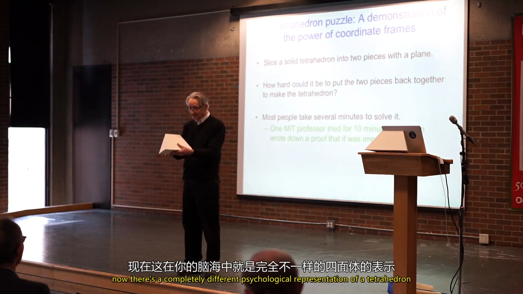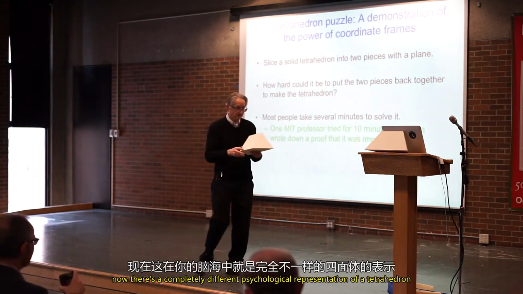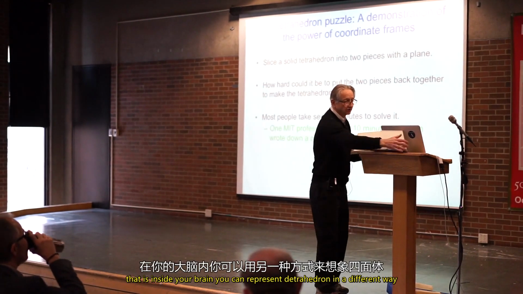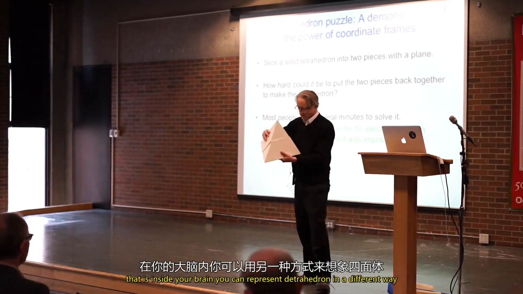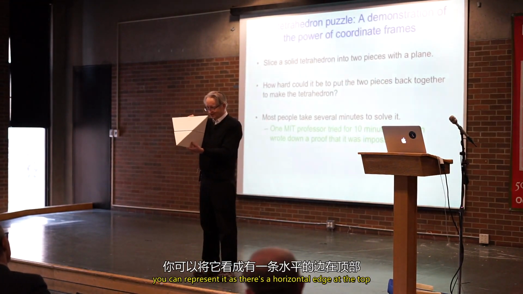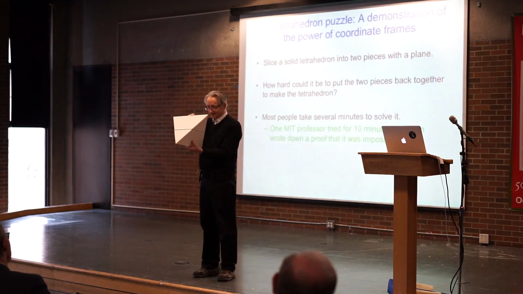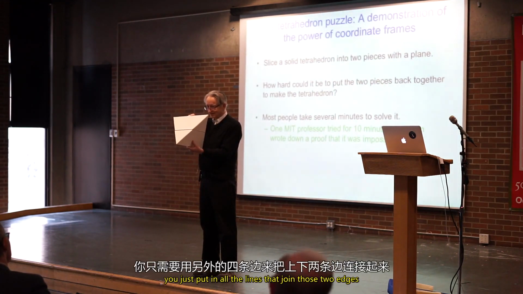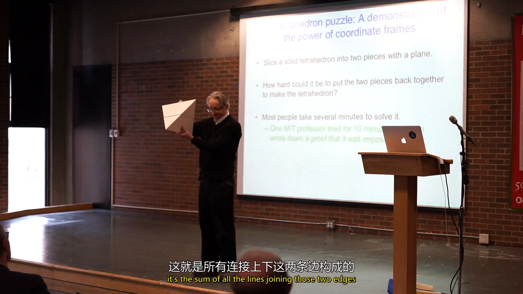Now, there's a completely different psychological representation of a tetrahedron. That is, inside your brain, you can represent a tetrahedron a different way. You can represent it as there's a horizontal edge at the top, there's a horizontal edge at right angles at the bottom, and you just put in all the lines that join those two edges, and they make a tetrahedron, right? It's the sum of all the lines joining those two edges.